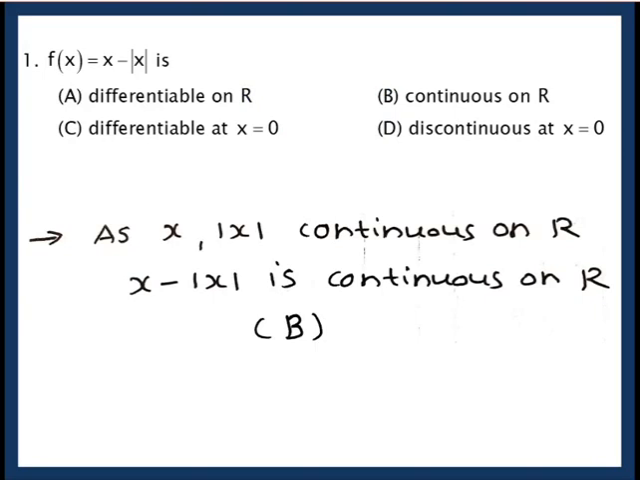The first MCQ: f of x equal to x minus mod x is, what are the options? Differentiable on R, continuous on R, differentiable at x equal to 0, discontinuous at x equal to 0.